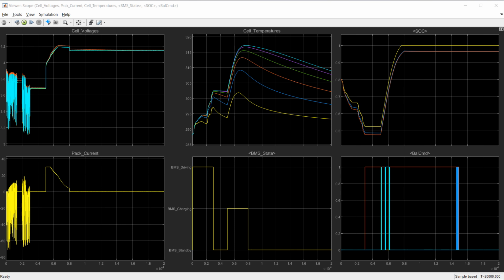Now, I'll turn over back to Chirag, who will show how to prepare this model to run in real time, connect it to hardware, and perform testing maneuvers without risking to damage the integrity of the battery.